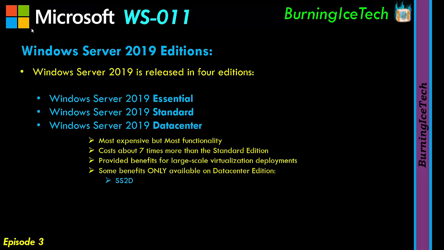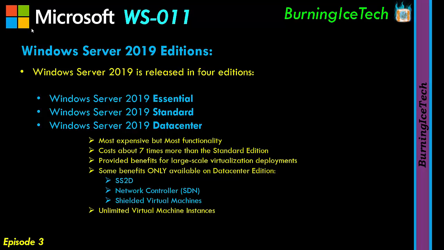Some of which are S2D, in other words, Storage Spaces Direct, I should say. Network Controller, SDN, and Shielded Virtual Machines. Those are only some of the extra benefits you get of Data Center Edition. One aspect I love about the Data Center Edition as compared to the Standard Edition is the fact that I can go and run unlimited virtual machine instances on the Data Center version.